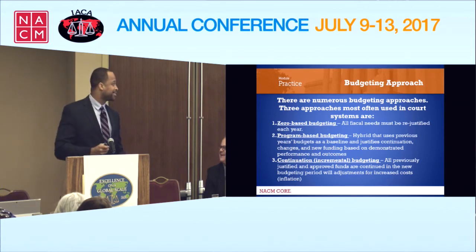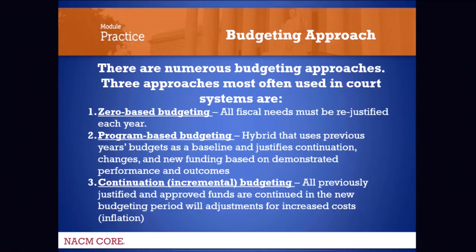Yeah, that's great. So there are several budgeting approaches: zero-based, program-based budgeting, and continuation or incremental budgeting. Zero-based budgeting, as you see on the slide, is basically all fiscal needs must be rejustified each year. That makes sense, right? We all have personal budgets at home, so you should also use those same principles when you go to work. Program-based budgeting, which is kind of like a hybrid, uses the previous year's budget as a baseline to justify continuation of it. And finally, incremental, you just take the budgeted period and you add adjustments to it.